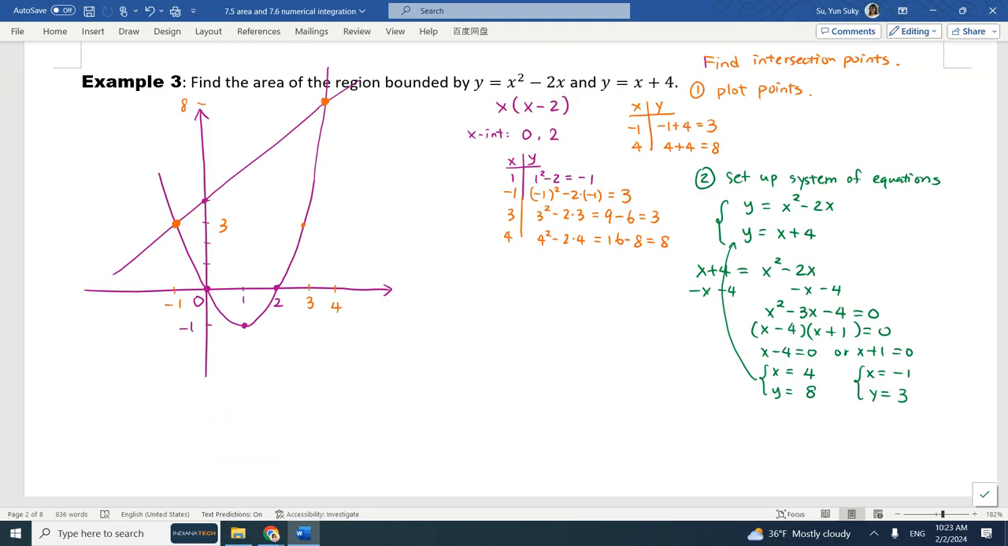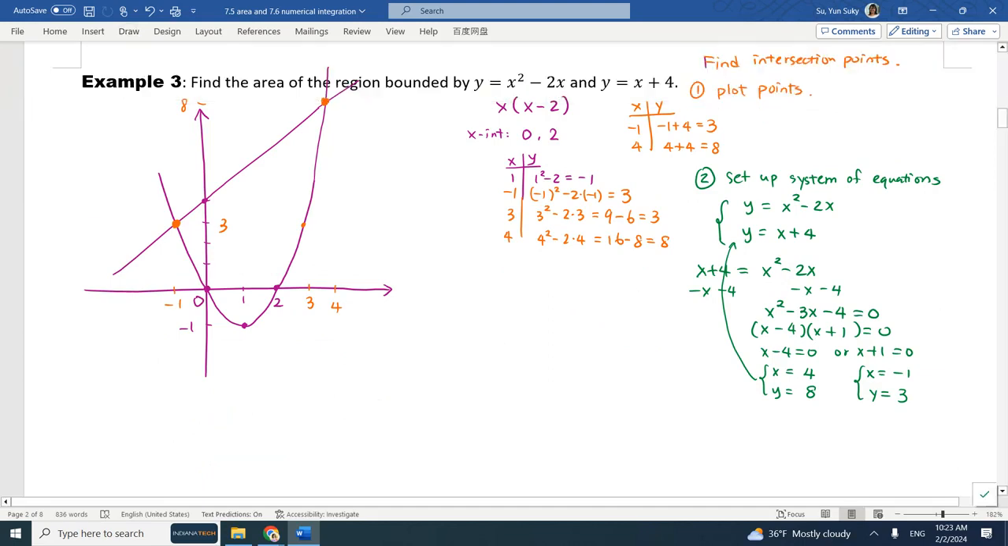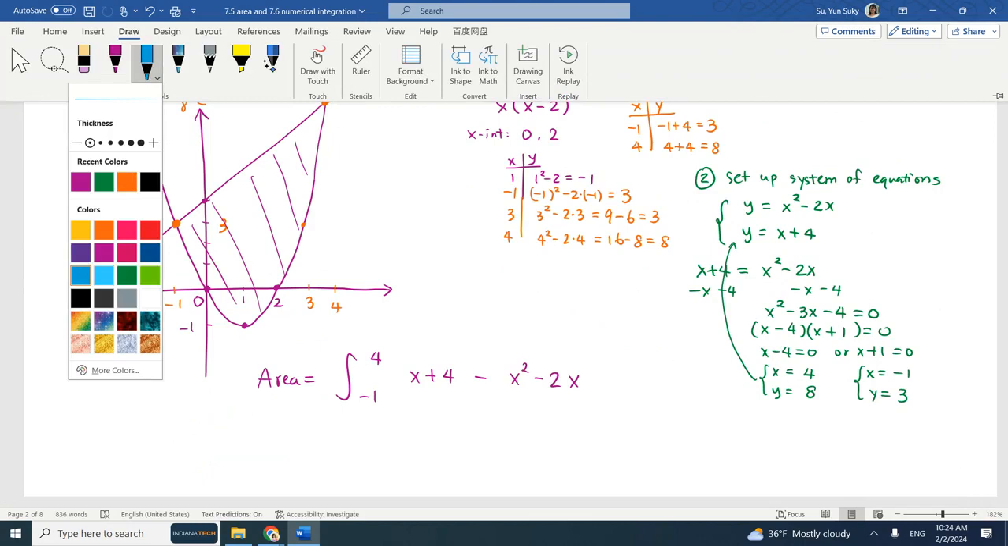Okay, now, good. We found the intersection points. Then we can find the area. That's the area. Okay, x goes from where to where? Negative 1 to 4. Who's the upper function? X plus 4. The line is the upper function. Who is the lower function? X squared minus 2x.